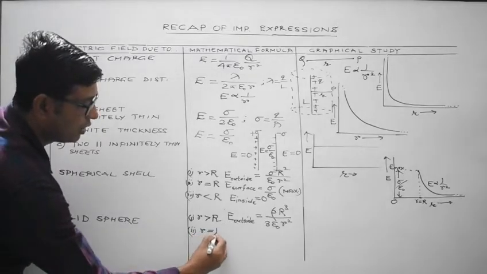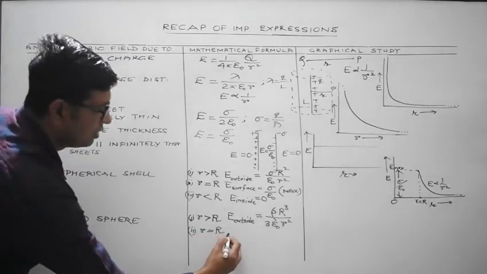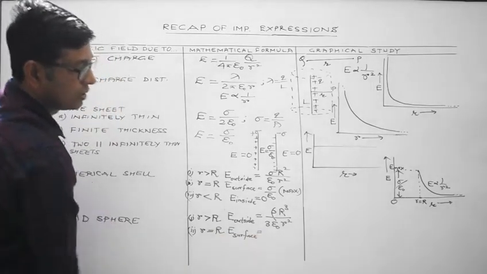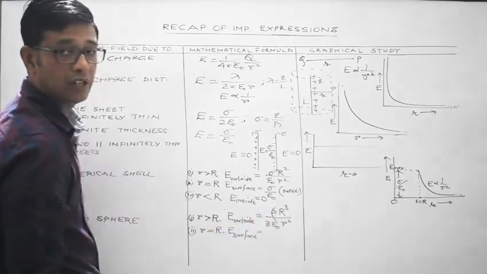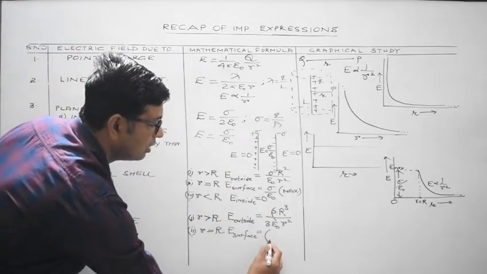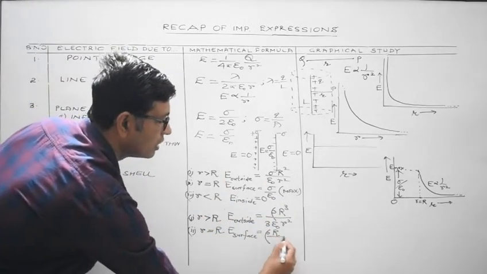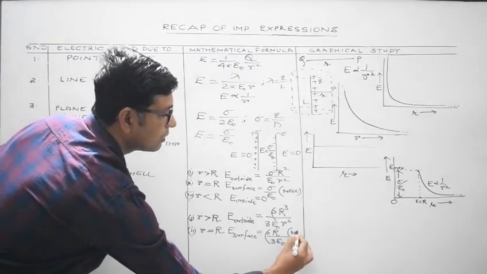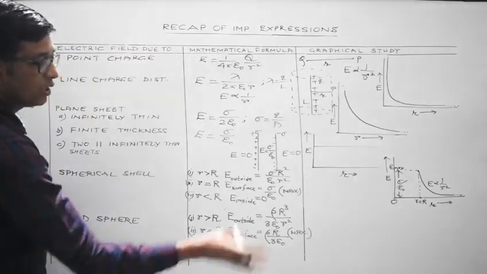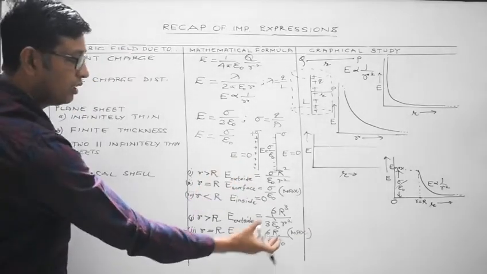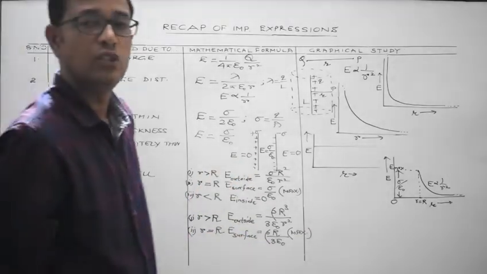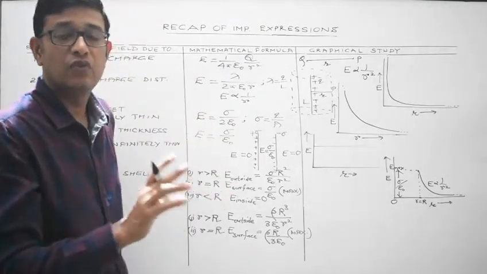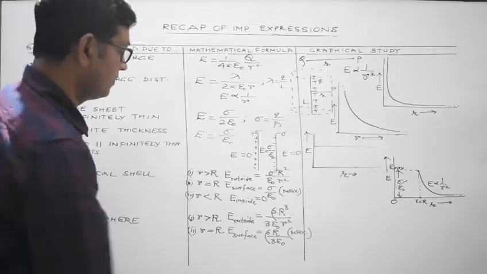When the observation point lies on the surface, in that case, you simply need to substitute the value r as capital R. So what you get is rho R divided by 3 epsilon. This is constant maximum value. So again, as was in the previous case, here also the electric field due to a uniformly charged solid sphere at any point on the surface would be maximum, right?